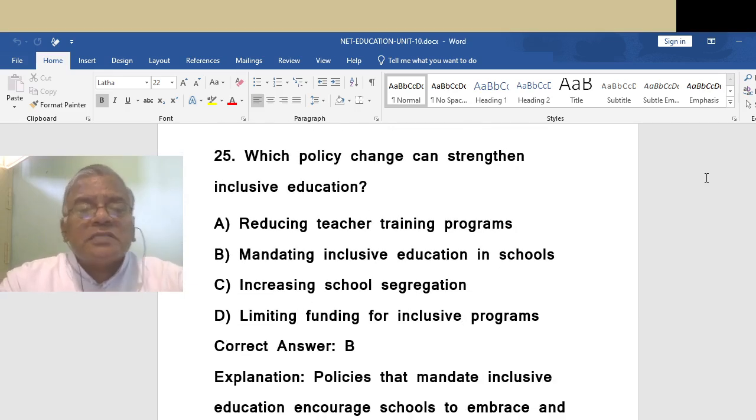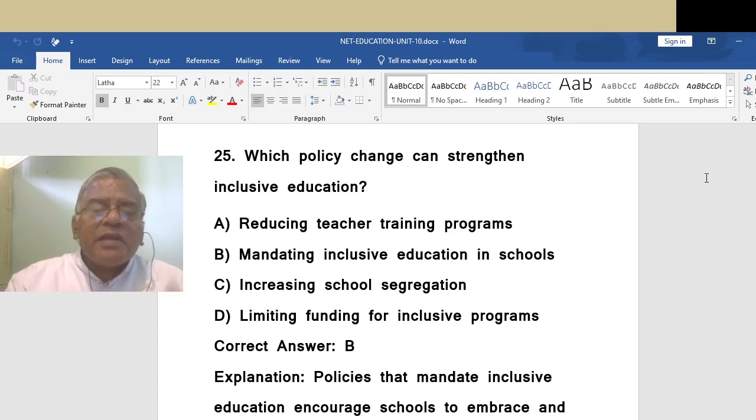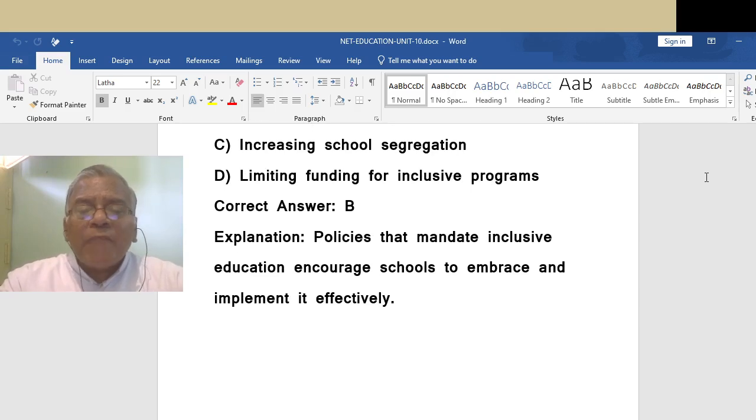Which policy change can strengthen inclusive education? Reducing teacher training programs, mandating inclusive education in schools, increasing school segregation, limiting funding for inclusive programs. That is mandating inclusive education in schools. In other words, compulsorily everyone has to be taken in the normal schools. Policies that mandate inclusive education encourage schools to embrace and implement it effectively.